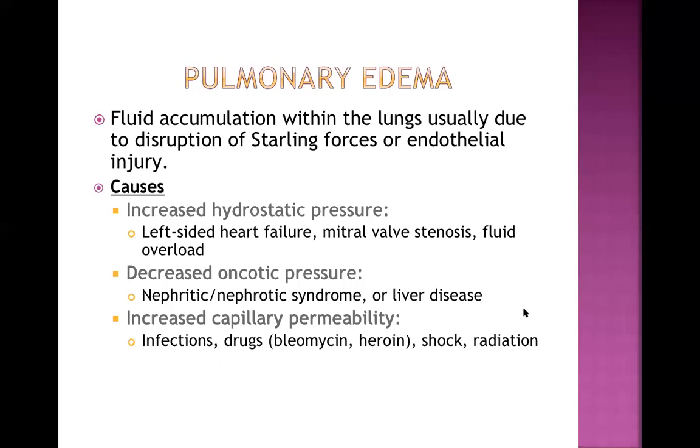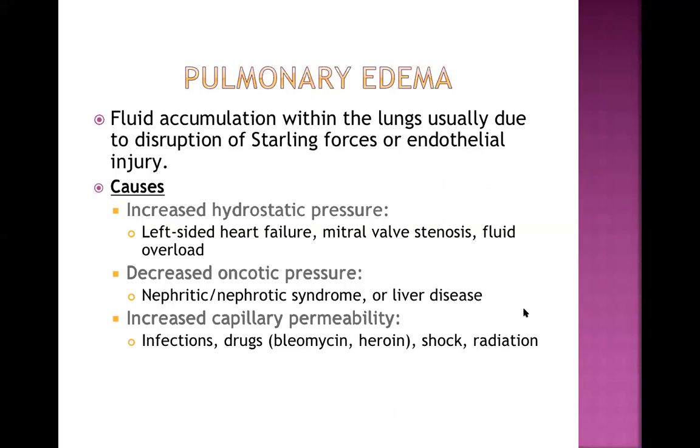Now, another important cause is decreased oncotic pressure. You all know oncotic pressure is maintained by albumin. Now, if that albumin is less in the serum or blood, that will lead to decreased oncotic pressure. So the common disorders are nephrotic syndrome, where a lot of protein is lost in the urine. Sometimes even nephritic syndrome can give rise to decreased oncotic pressure, but that is less likely because in nephritic syndrome, very little protein will be lost.